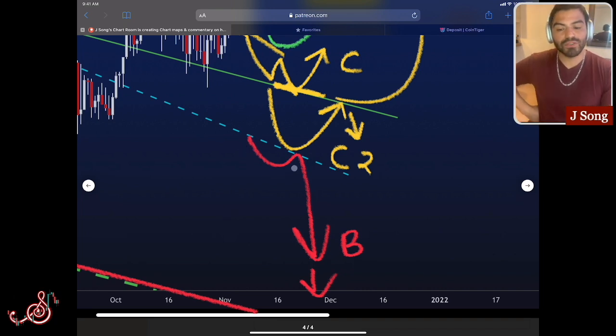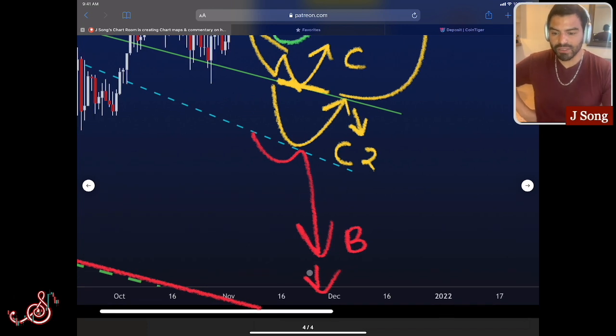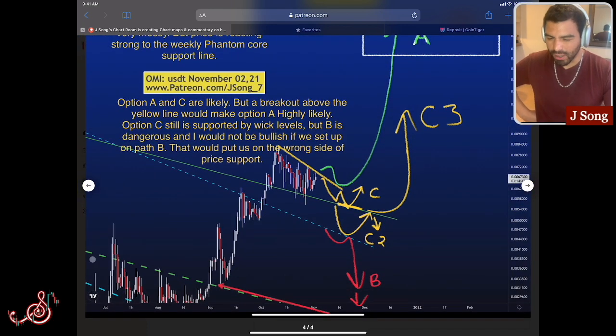But option B is more dangerous because we start seeing this type of format, and then we can come into free fall territory, going all the way back to this angle down here, and that's pretty dangerous. So far price is still really healthy. We are looking for that.